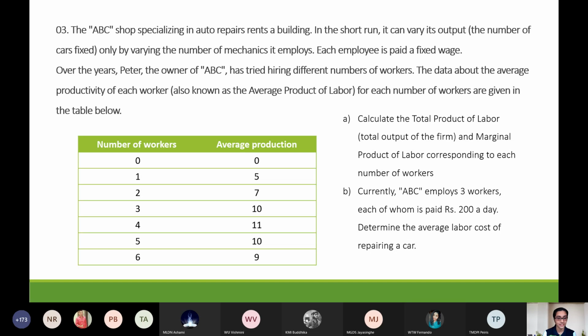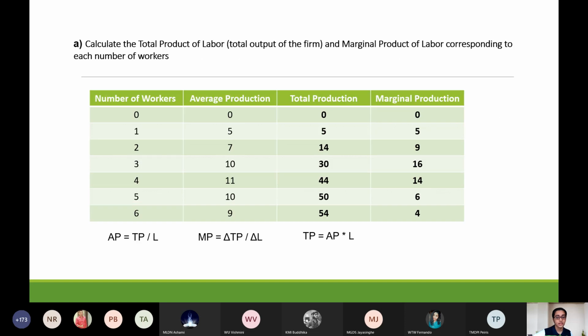Why can you see a reduction here? Right? When there are more people, there is more talking, so less work gets done. Okay? Right. So calculate. The very first question is basically calculate the total production of labor. Right? And the marginal production of labor. How are we going to calculate the total production of labor? Here we go. Here are the equations.